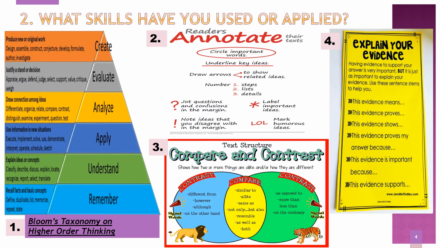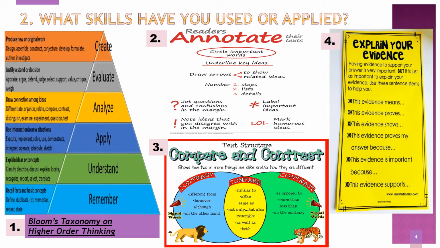Okay students, when it comes to what skills you have used or applied, we are looking at higher order thinking here, and Bloom's taxonomy summarizes it quite well. You create, evaluate, analyze, apply, understand, and remember. You are creating a new piece of work, you develop, formulate, you evaluate, you are defending, judging, selecting, supporting, critiquing. You're analyzing, you're thinking about it, you're comparing, you're contrasting, you're questioning, and so forth.